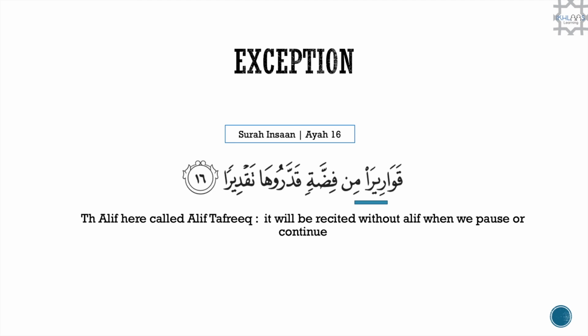So how do we read this? If you're going to continue, we would say قوارير من فضة قدروها تقديرا. So I would just disregard that alif with the circle and I would read it just with the ra with the fatah. If I decide to stop on this word, then I would disregard that alif with a fatah and I would put a sukoon on that ra. So I would say qawarir. And then I would carry on from قوارير من فضة قدروها تقديرا.